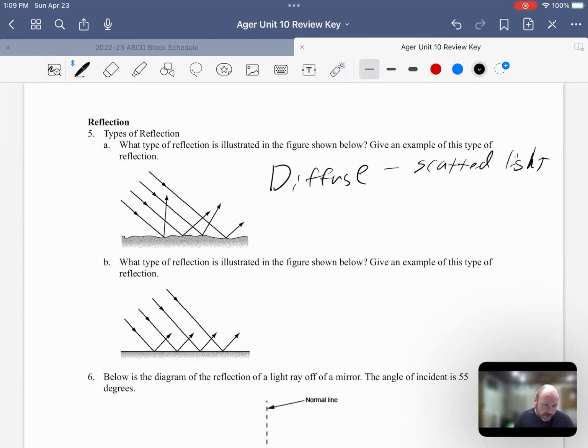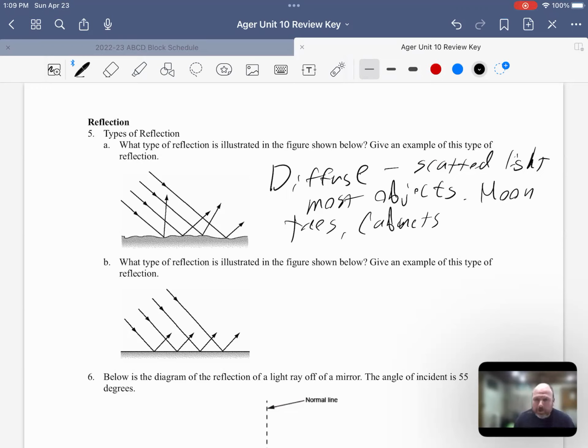in all directions there. And examples of things that have diffuse reflection is most objects. Most objects, again, like the moon. I don't know why we always use the moon. It's not even on the earth. Moon, trees, because I always look at trees, I guess. Trees. I always use the cabinets in the room. I don't know why, but cabinets. Can't even spell cabinets. And then other people.